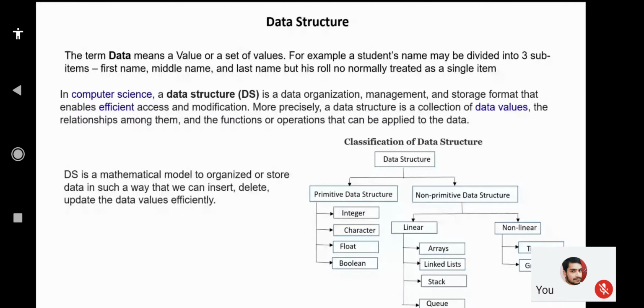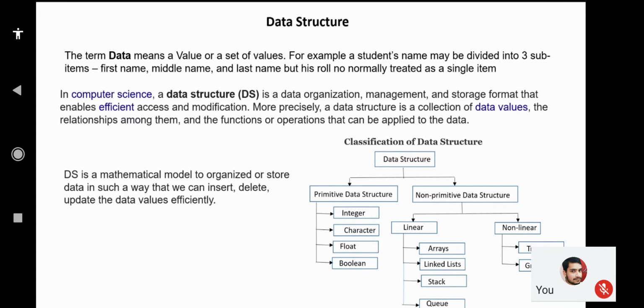What is array? Anybody? Sir, a collection of same data type object. Exactly. Collection of same data, or we can say collection of homogeneous data. Now, non-linear. Here, non-linear examples are tree and graphs.